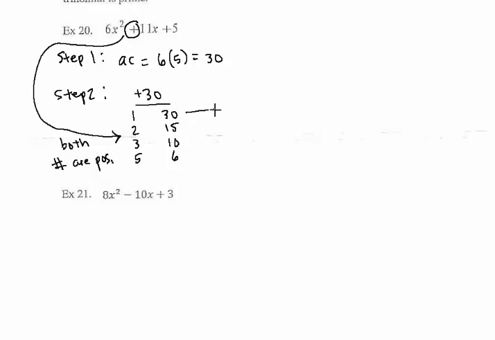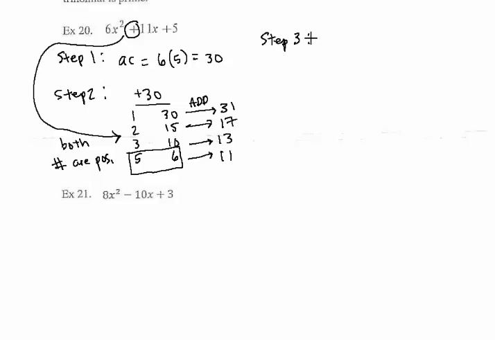Now, we add them just like we've been doing, and we figure out which pair adds to give us b. 1 and 30 is 31. 2 and 15 is 17. 3 and 10 is 13, and 5 and 6 is 11. So 5 and 6 are the numbers that we're looking for. Now we go to step 3, which veers away from the way we originally learned the AC method. We pick out our leading coefficient.